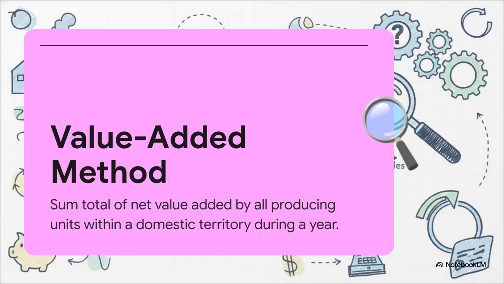First things first, we absolutely have to establish our theoretical baseline. The value-added method basically measures national income as the sum total of net final output produced, or net value added, by all the producing units within a domestic territory during a single year. In theory, flawless. You take the gross output, you subtract intermediate consumption, factor in depreciation and taxes, and boom, you have your pure economic value. But this perfect equation assumes we have perfect data. And as we start our systematic dissection today, you're going to see just how flawed that assumption really is.